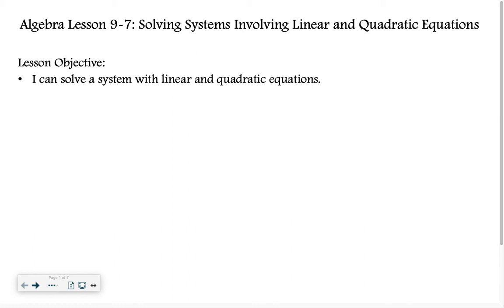Hello class, welcome to Algebra Lesson 9-7, which is all about solving systems involving linear and quadratic equations. By the end of this lesson, you should be able to solve a system with linear and quadratic equations.